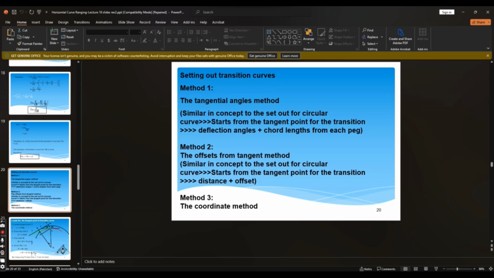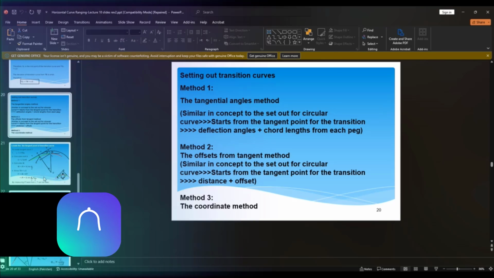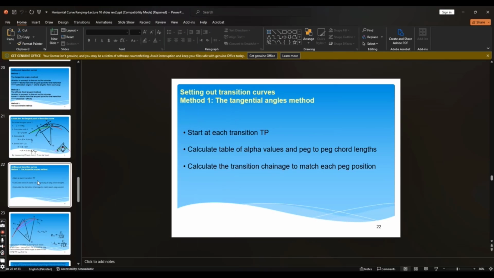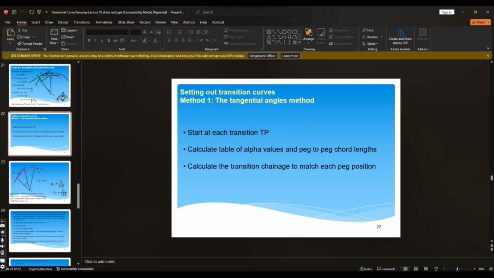There are three methods for transition curve solutions. Here you will see the setting out transition method, how you can mark your curve in the field.